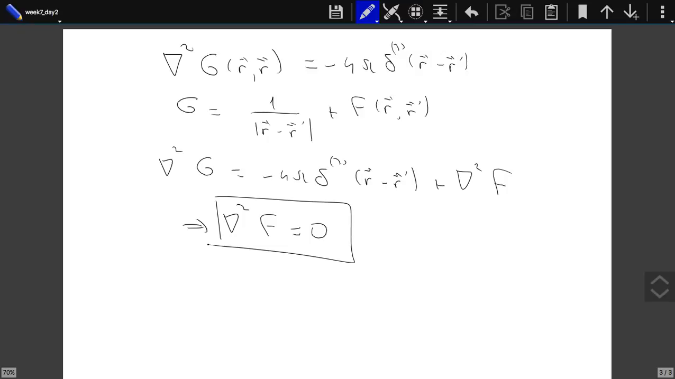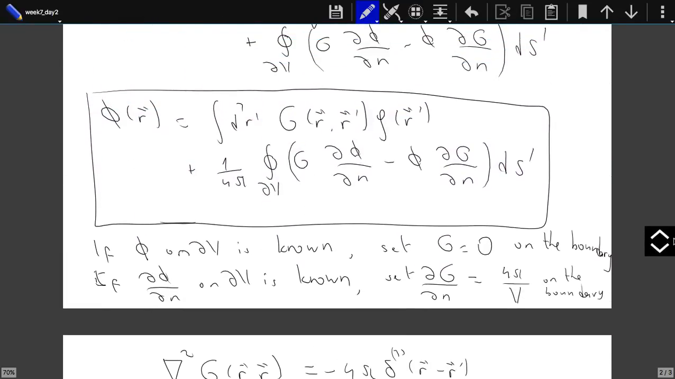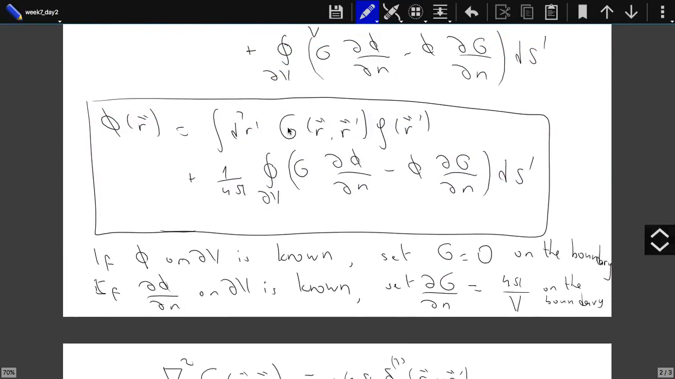Now 1 over |r minus r prime|, in this case if you just put it over here, G has this 1 over |r minus r prime| piece. Rho is the charge density inside our volume. So if we didn't have any other charge anywhere else, the potential will be just the integral of rho divided by |r minus r prime|. But we have this boundary condition which we somehow impose. But to be able to impose that boundary condition, there has to be some charges somewhere else.